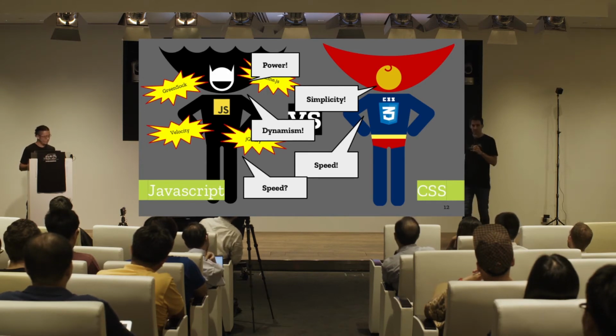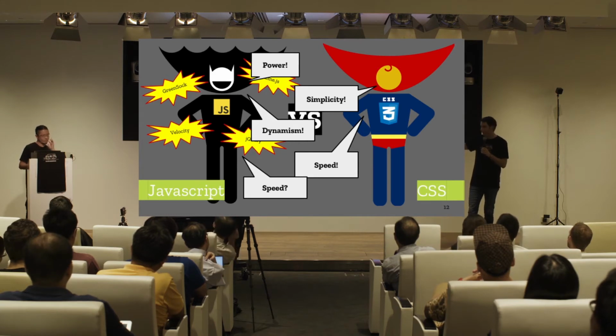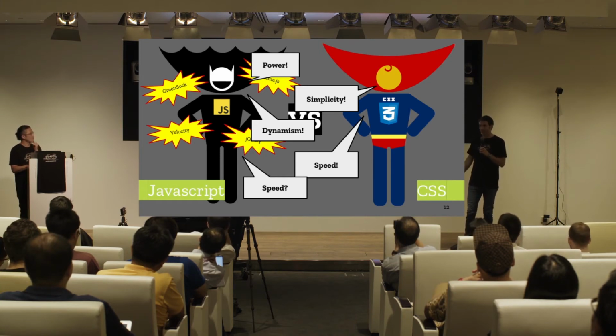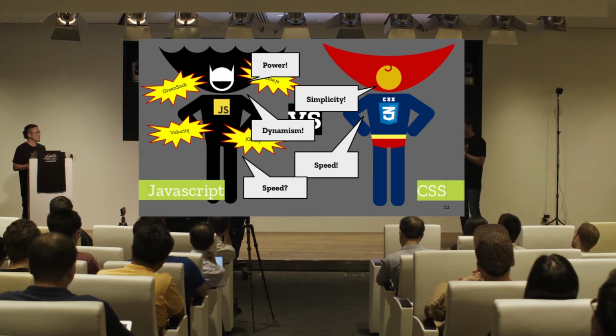But CSS has a surprising advantage of being fast. And that's something which I need to explain a little bit about. Fast meaning smooth. It's a little bit controversial to say that, but I'll explain why.